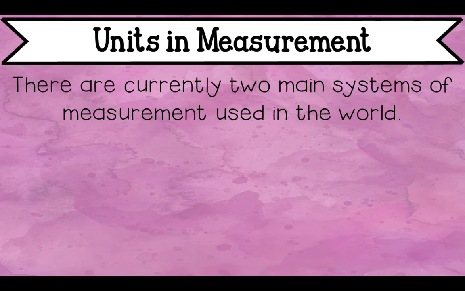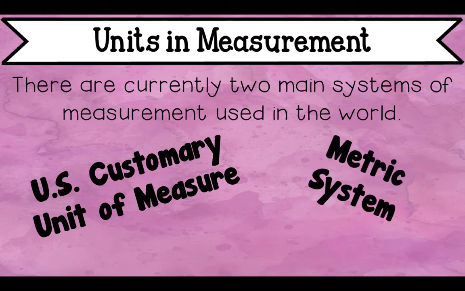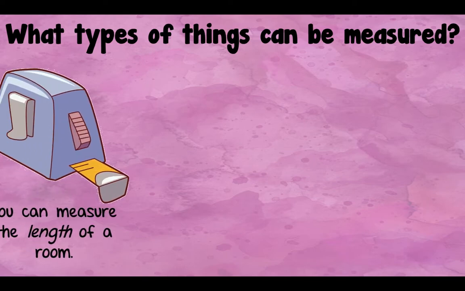Last week with Miss Wood, you focused on the system of measurement called U.S. customary, which is used only in the United States. The other system of measurement that is used in the United States as well as the rest of the world is called the metric system. So we're going to be looking at the same things that can be measured that you looked at last week.